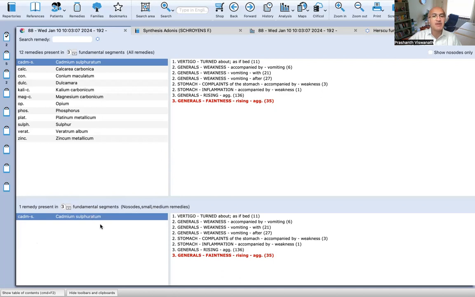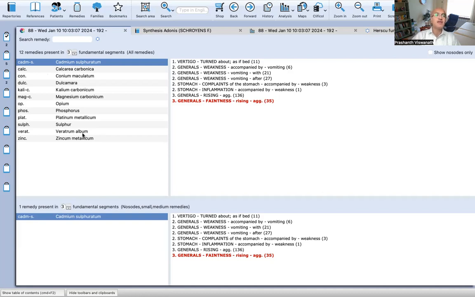This is cadmium sulfuricum. So now, what is the importance of this and how to choose remedies from all this? One simple way of choosing the right remedy from these so many remedies is to look up all these in the Materia Medica and choose the correct remedy.